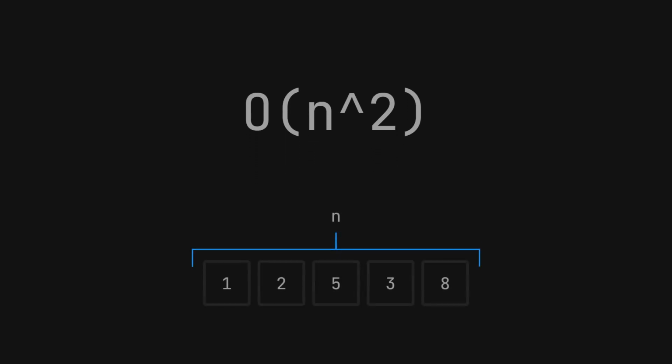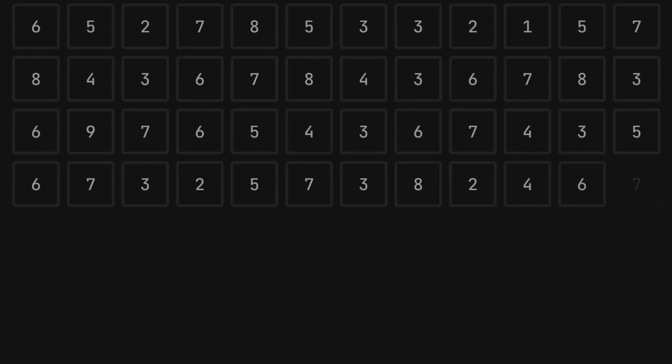Time complexity. Selection sort has a time complexity of n squared, where n is the number of elements in the array. Although it's not very efficient for large datasets, it's simple to implement and can be useful for small datasets.